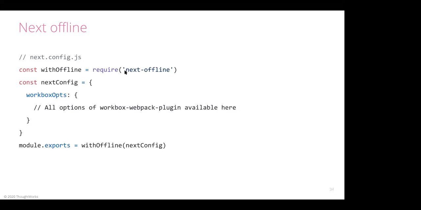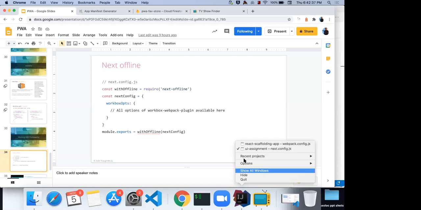So here we are using a package which is next-offline, and we'll configure it with some options and then pass it in the plugin. So I have a quick code for you folks for this.